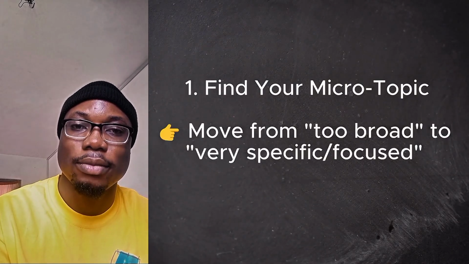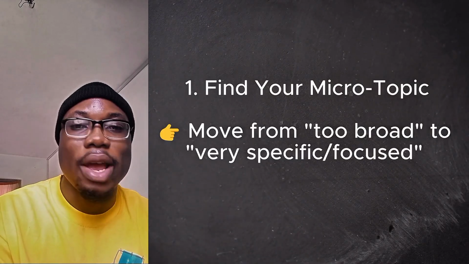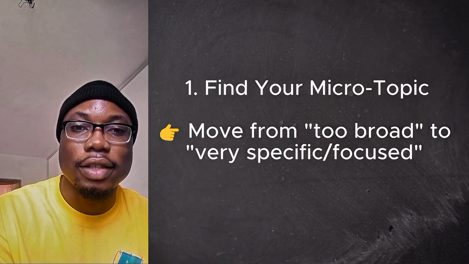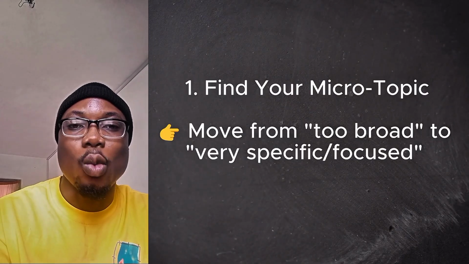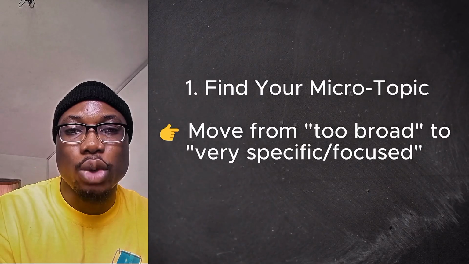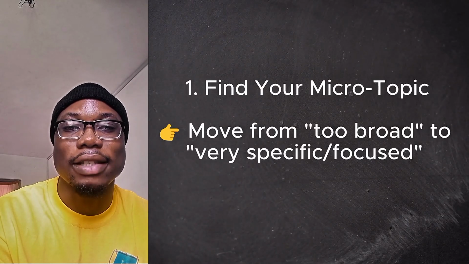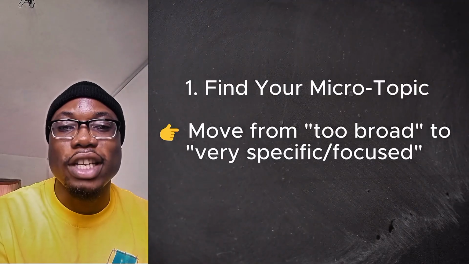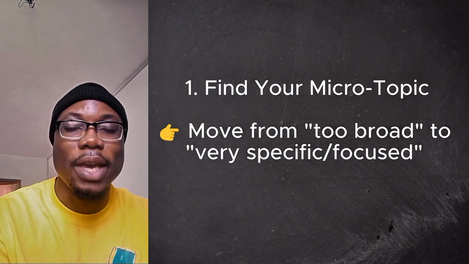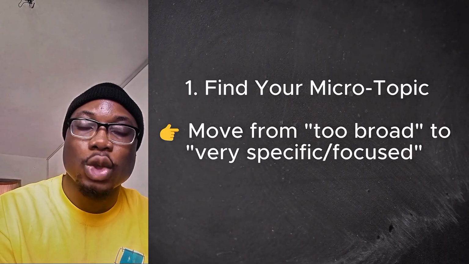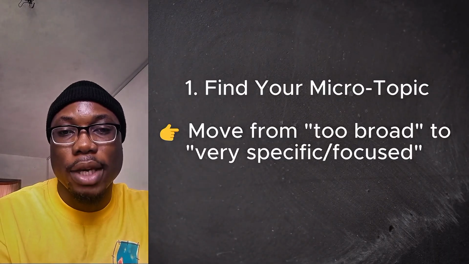The first step is to find your micro topic. And this is where most people make a lot of mistakes. They choose a topic that is way too broad. For example, mental health among youth. This is a great area of interest, but it's a terrible literature review topic. A quick search on this will give you tens of thousands of papers, and you'll be lost forever searching for the right one. So your goal is to find a micro topic.